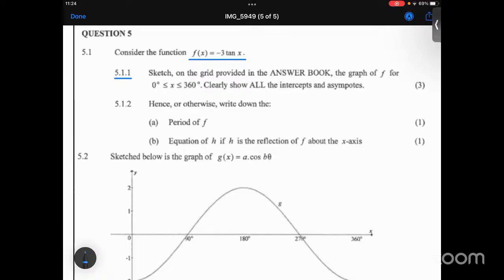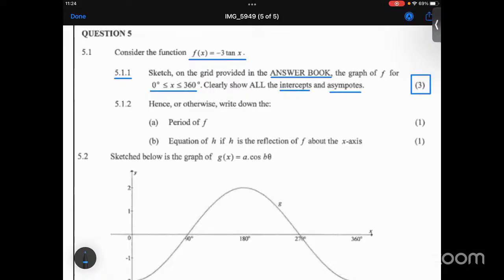Even though in this case you are not provided, that means you will just have to neatly draw the Cartesian plane. So they want you to sketch the graph of f for that interval, meaning start from 0 and end at 360 degrees. Clearly show all the intercepts and the asymptotes. I'm pretty much sure that you still remember what the intercepts are and what the asymptotes are. If you do that nicely and correctly, we will give you 3 marks.